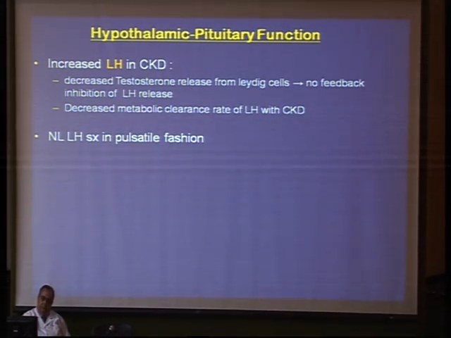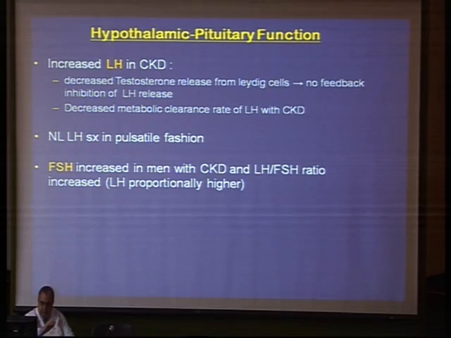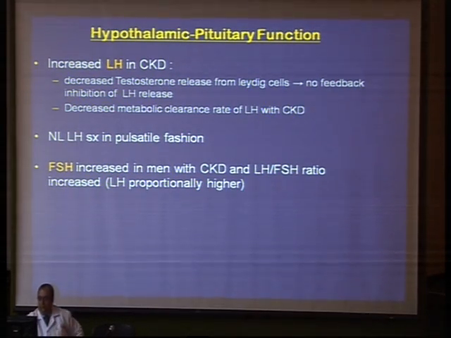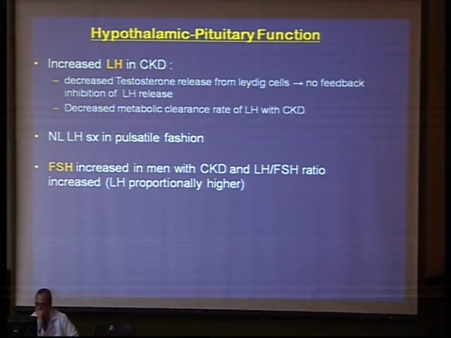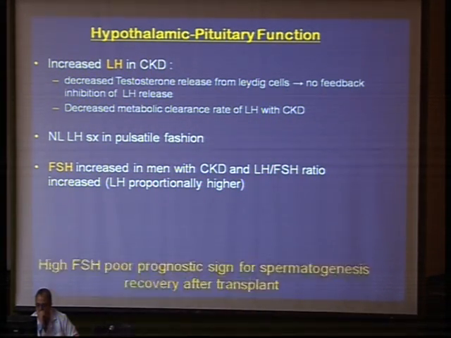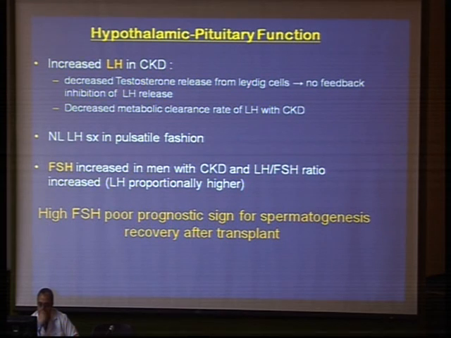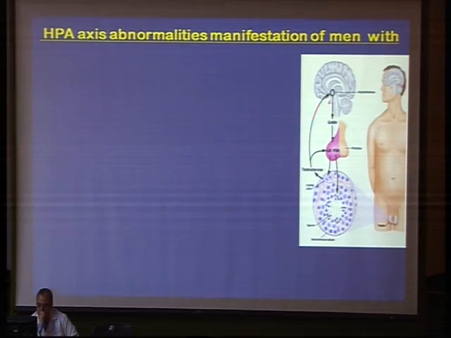Normal pulsatile secretion of luteinizing hormone, and also follicular stimulating hormone, is highly increased in men with CKD, with a higher LH to FSH ratio, and the presence of high FSH in your lab. This gives poor prognostic criteria and signs for spermatogenesis recovery after transplant.